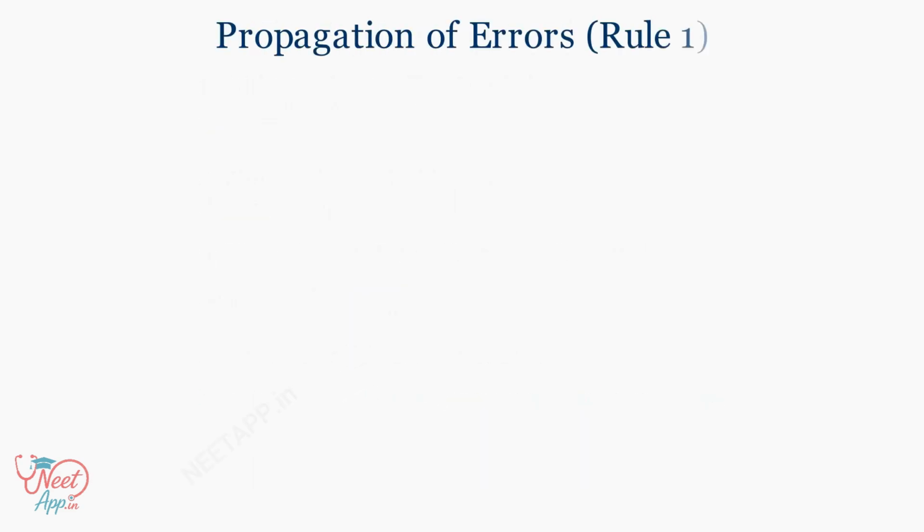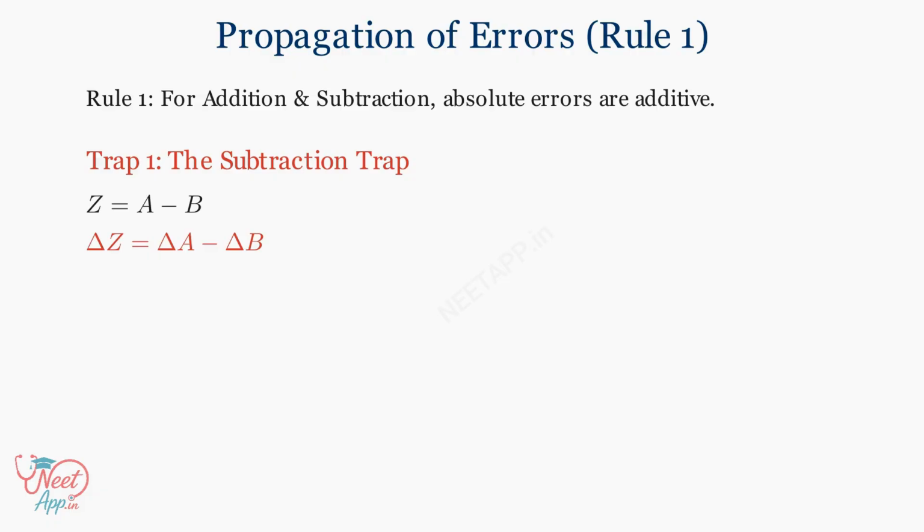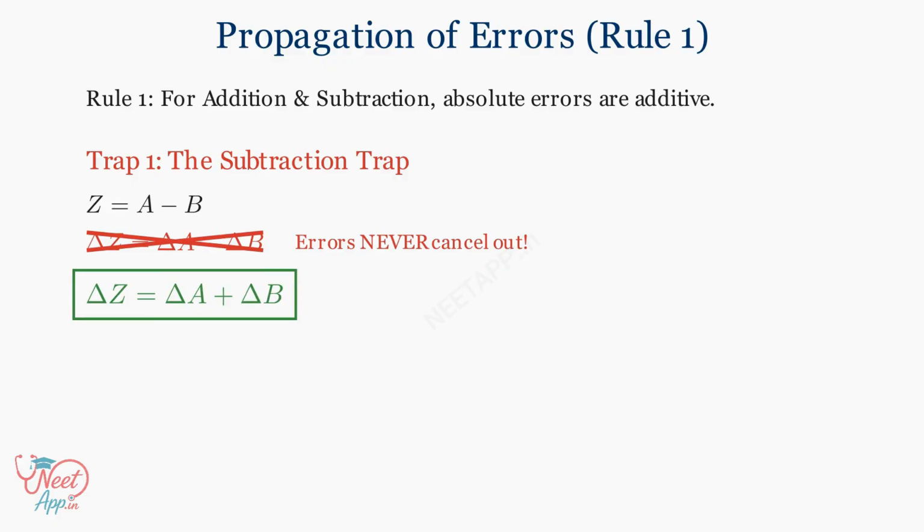But what happens when we combine measurements into a formula? This is called the propagation of errors, and there are absolute mathematical laws you must follow. Rule number 1, for addition and subtraction, absolute errors are additive. Here is trap number 1. If the formula is z equals a minus b, rushed students will subtract the errors. Never do this. Errors never cancel out. The maximum absolute error is always delta a plus delta b.